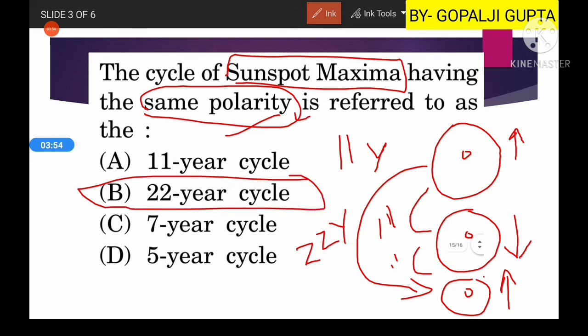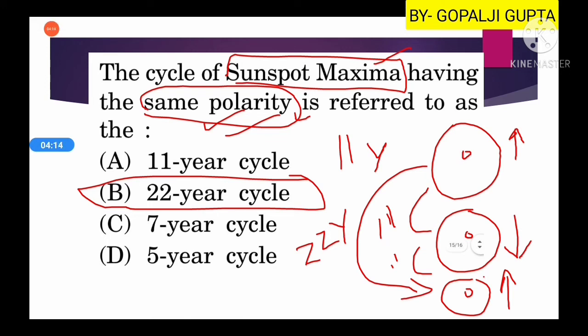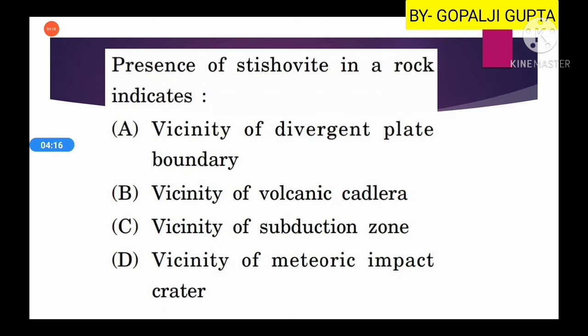Okay, so keep in mind the sunspot maxima and the polarity also. I am going to make another video on the sunspot cycles, in which we will talk about how this sunspot cycle is related to the Little Ice Age that occurred in the Quaternary period. Okay, so let us see our next question.